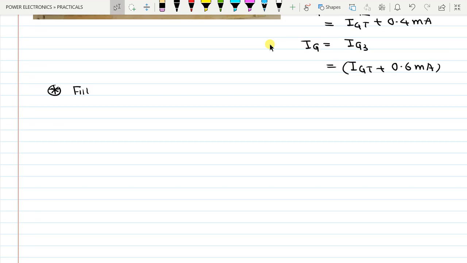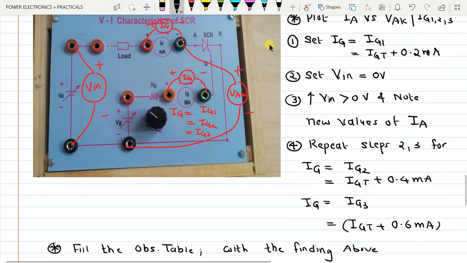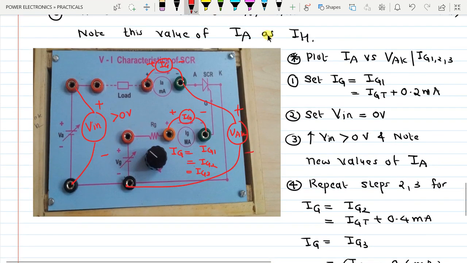fill the observation table with the findings above. Okay, so here we have to increase Vin greater than 0 volts, and we have to note the value. So this is not IG, this is IA.